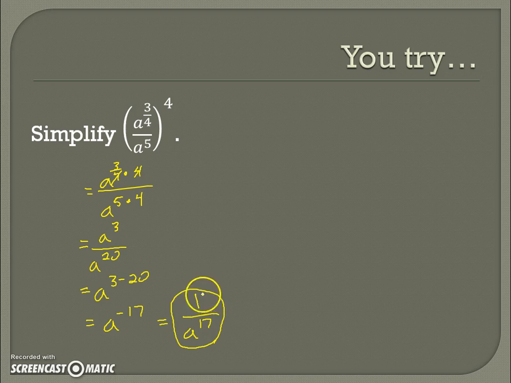All right, so here's what I got. 1 over a to the 17th. Follow this line of reasoning to get that. If you don't understand, don't leave negative exponents. The book example leaves that as a negative. I don't like that. Change it to a positive.